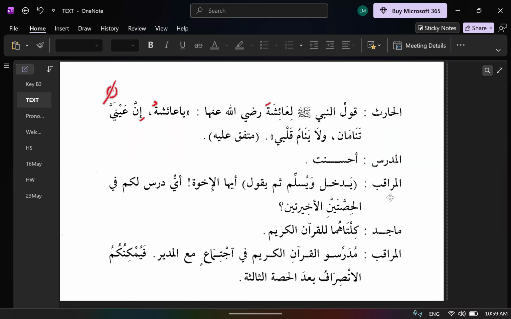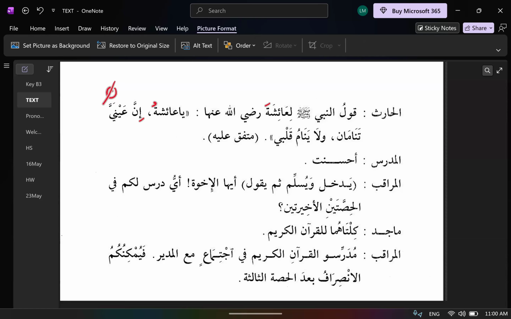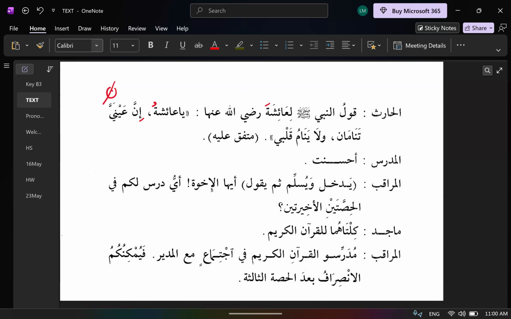The Muraqib, the inspector, or the supervisor, comes. Yadkhulu. Just 1 second, Ustad. Wala yanamu qalbi. So qalb should be fa'il plus because of ya. Because it is mudaf, mudaf ilayhi. Qalbi, yes. So that's because of that, yes.